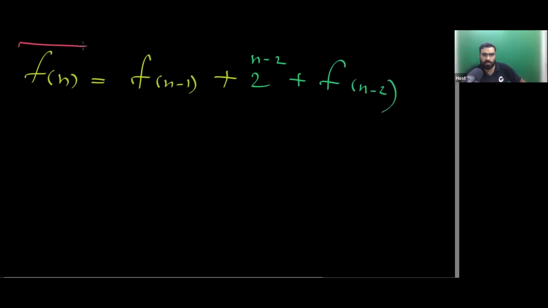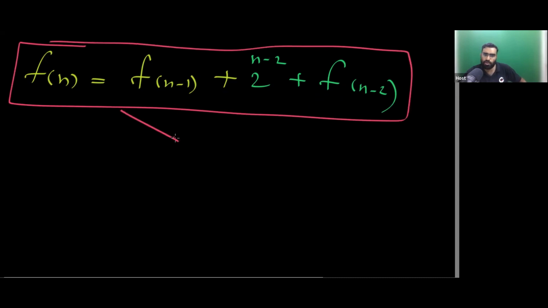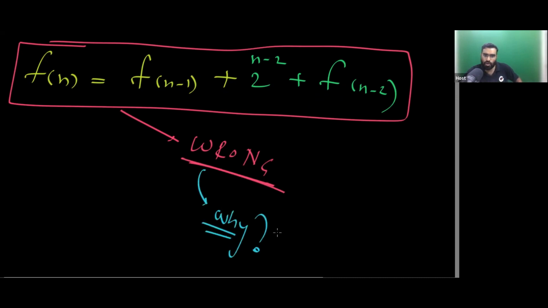I told you Fn equal to Fn minus 1 plus Fn minus 2. I told you there is a mistake here. If you remember, please remember what I told you. I told you that this is wrong, and I told you why this is wrong. We have seen why this is wrong. Yes or no? Is this point clear?